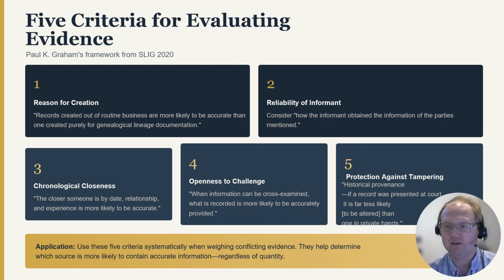So then openness to challenge. When information can be cross-examined, such as in a court, what's recorded is more likely to be accurately provided. People are less likely to lie under oath versus what they write in a private letter. And protection against tampering. Historical provenance. If a record was presented in a court and it's been stored there, guarded by their staff, it's less likely to be altered than something that's been in private hands.